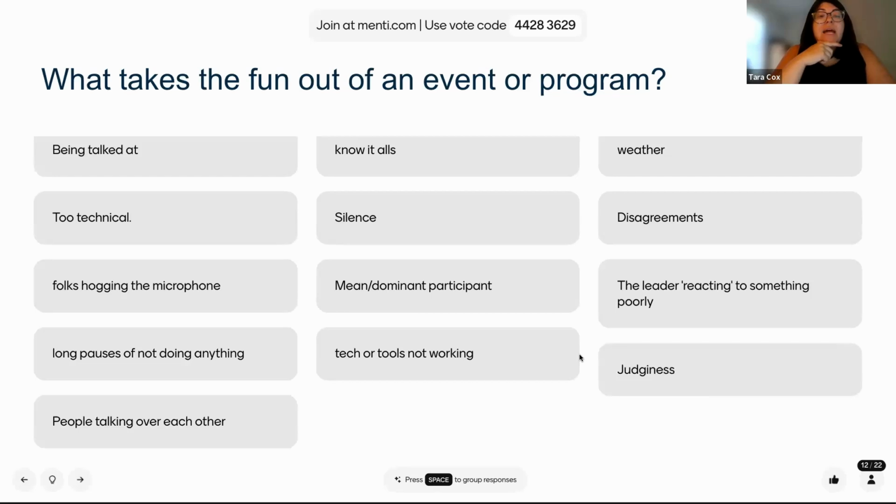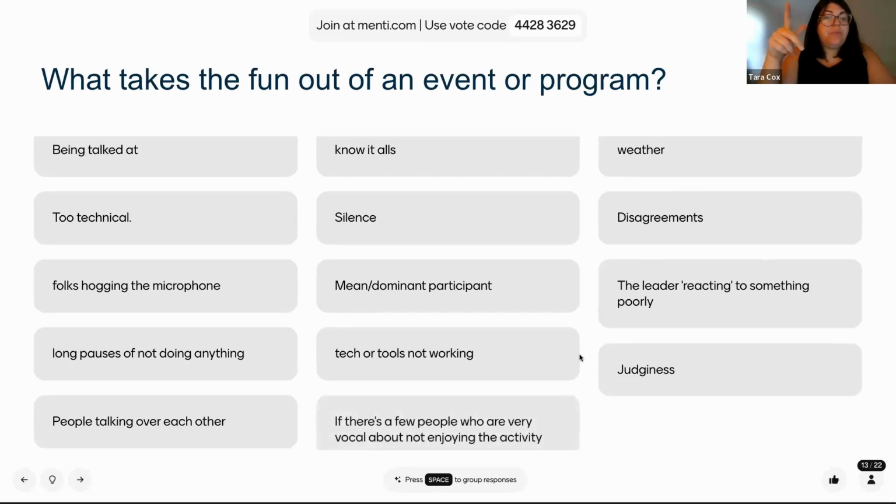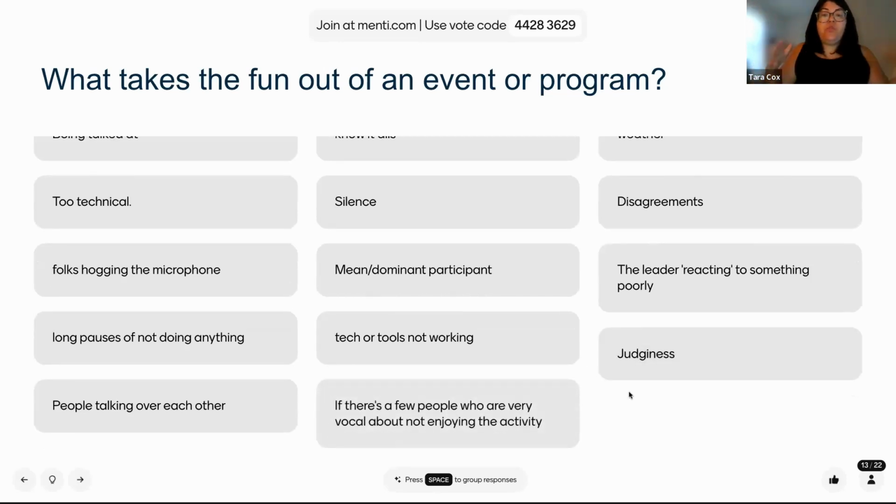It's hard to hear. A lot of that again comes back to that beginning, setting norms at the beginning, like folks hogging the microphone, people talking over each other. Some of those you can set at the beginning. There are some really great facilitation strategies for that, like keep your comments to 30 seconds or 1 minute or something.